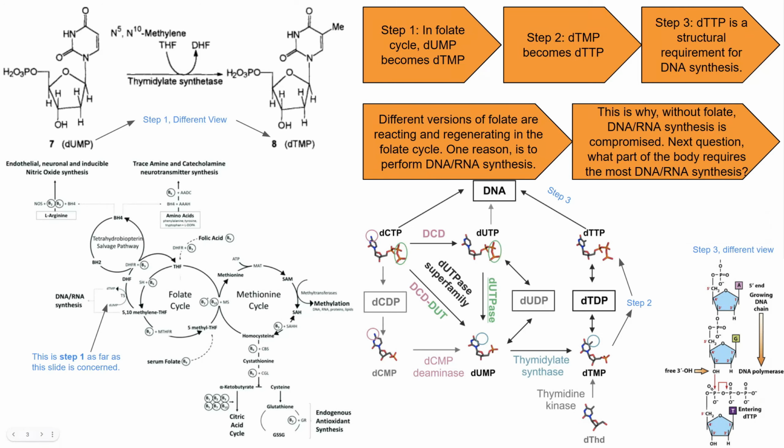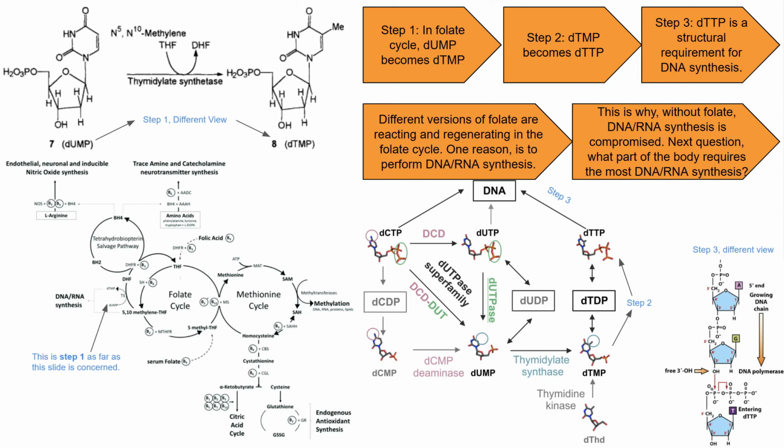All right, here's a DNA slide. So, step one in blue is shown as part of the folate cycle in the bottom left of this slide. Or singled out in bigger format, it can be seen in the top left of this slide. That is step one is where dUMP is turned into dTMP. Step two, seen in the bottom middle of the slide, dTMP turns into dTTP. Then step three, as can be seen in the bottom middle or in larger format in the bottom right, the dTTP goes on to be used in DNA synthesis.